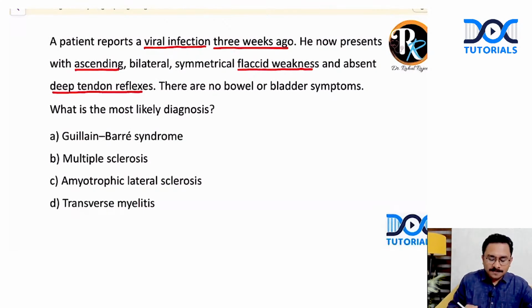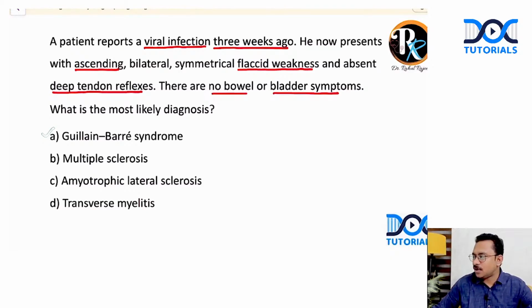So what about the bladder and bowel symptoms? Are they common or uncommon in GBS? They are relatively uncommon. So this feature is also again suggestive of the Guillain-Barré syndrome. So the answer for this question is Guillain-Barré syndrome. So for my students who are having doubt, sir, why not multiple sclerosis, sir? See, multiple sclerosis produces UMN weakness or LMN weakness? What do you think? It is UMN weakness. So that is not correct. And in multiple sclerosis, you will have prominent bowel and bladder symptoms.